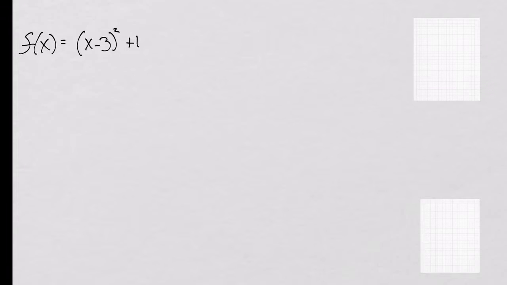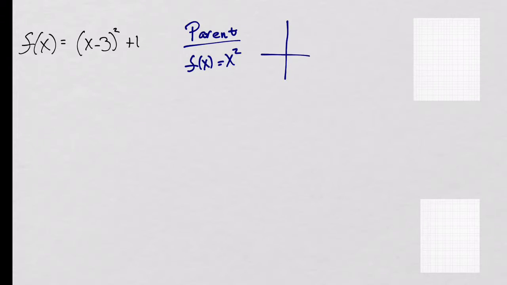So we're going to look at this first example here. We have f of x equals (x minus 3) squared plus 1. Well, the first thing I always ask myself is, what is my parent function of this? My parent function here is going to be f of x equals x squared. And of course, you know that this is going to be a parabola. So when we graph it, we're going to graph a nice little parabola here.